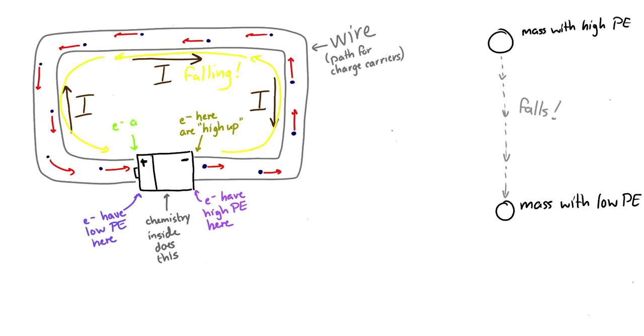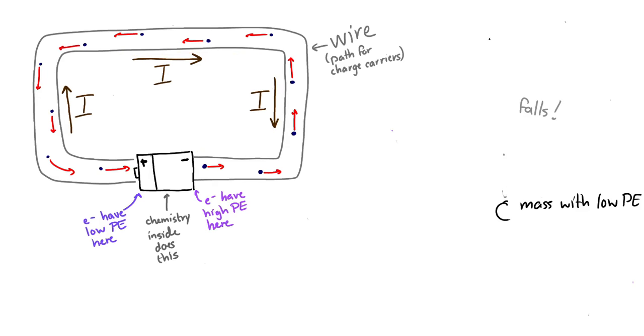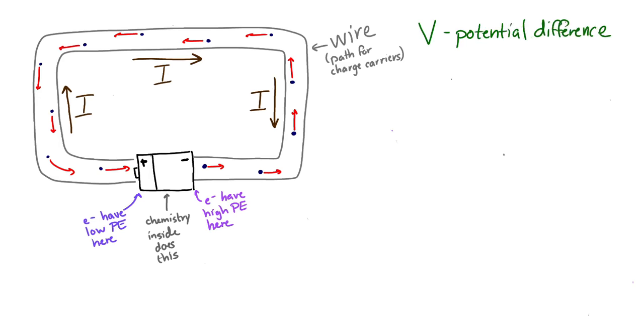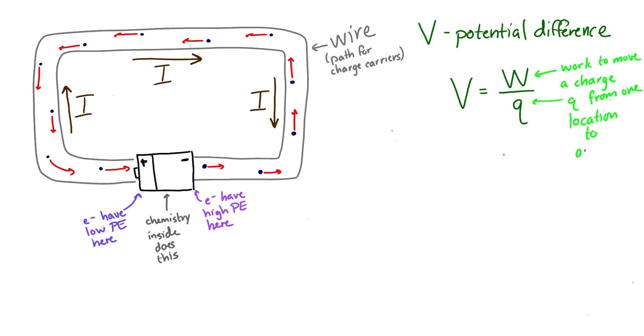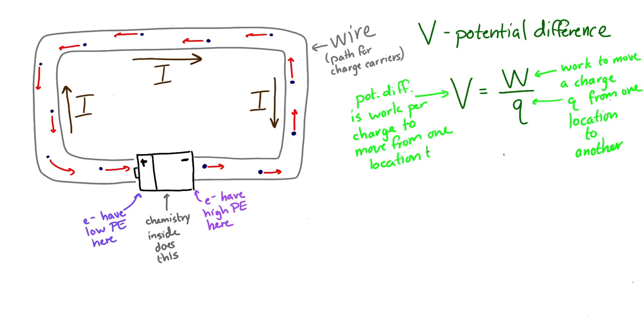Now we're going to define potential difference. Potential difference is represented with a capital V, and it turns out that potential difference is equal to the work per charge. And when I say work here in this equation, that's the work to move a charge Q from one location to another. And if we do that, then the potential difference here is the work per charge to move the charge from one location to another.